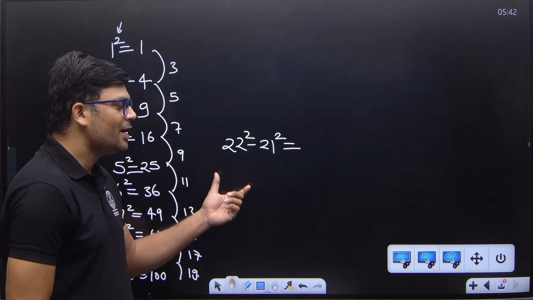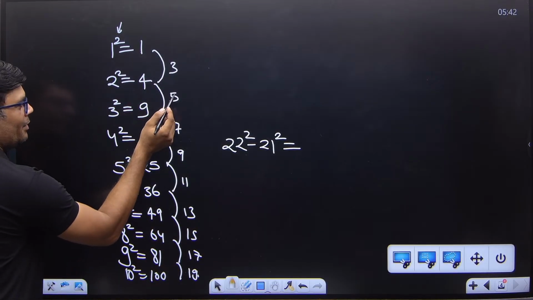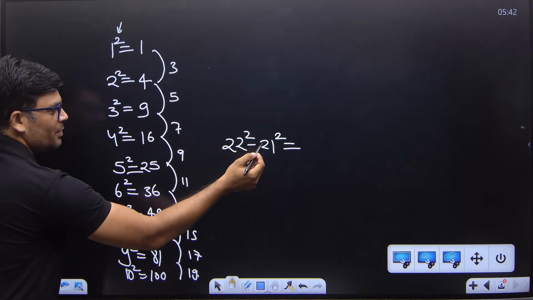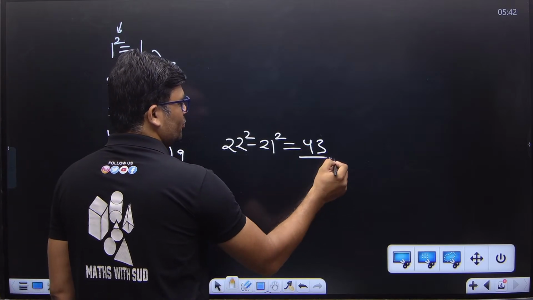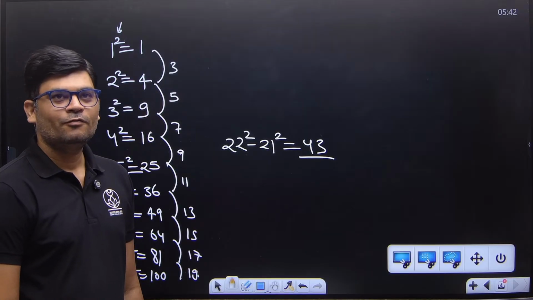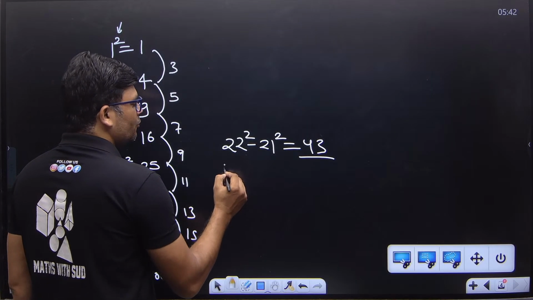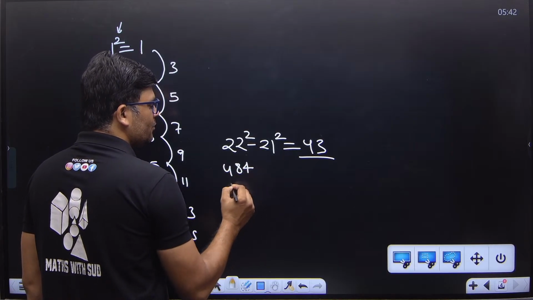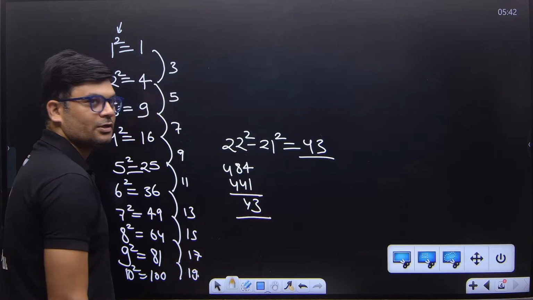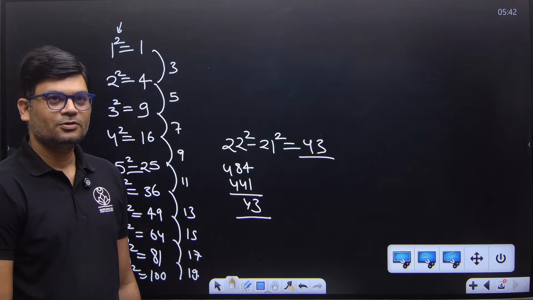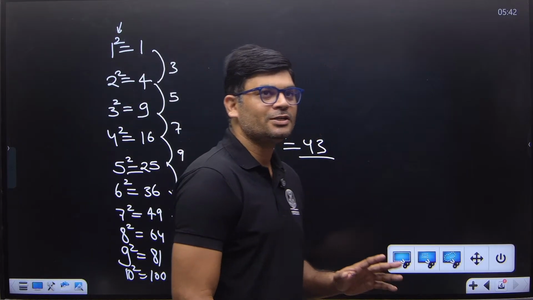Okay, so if I ask you what is 22 square minus 21 square? Do you really need to calculate this or will you add the two numbers? You see, 3 plus 2 you added 5, 4 plus 3 you added 7, so 22 plus 21 is how much? Yeah, that's 43. So you can check yourself, the answer will be 43. 22 square is 484, 21 square is 441, you subtract and you will get 43.